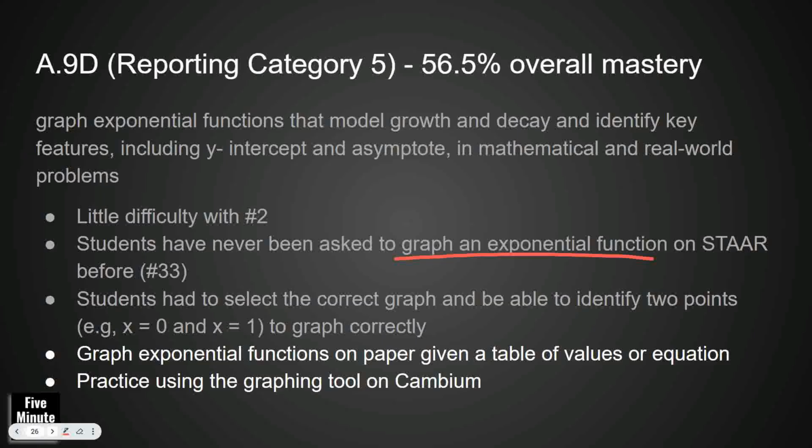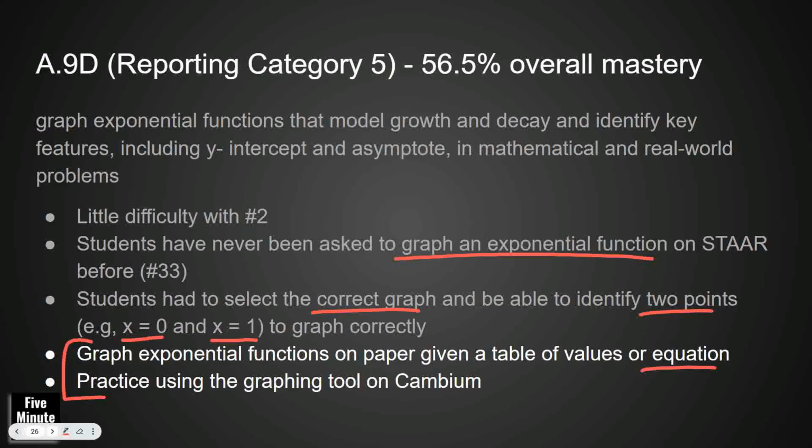So we had to first select the correct graph between linear, quadratic, exponential. We had to identify the new points. Like I said, I suggest going x equals 0, x equals 2, and then graph it correctly. So what can we do in our classroom? Well, we can always graph on paper given a table of values or an equation. And I would suggest give them the equation because that's what they had to do. So give them an equation, have them select 2 points, and if they could just do those 2 points, the graph will graph itself.